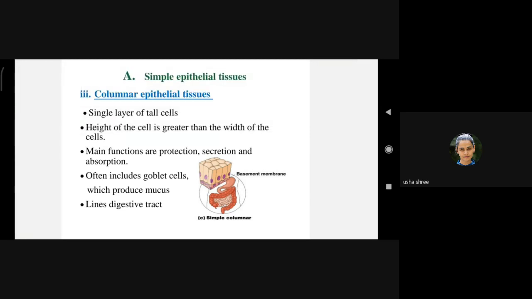In the sinus region or the nasal region where mucus is produced, is that where columnar epithelial tissues are found? Not only in the nasal or sinus area, it can be found anywhere where mucus is produced. Almost every channel produces mucus, like our esophagus.